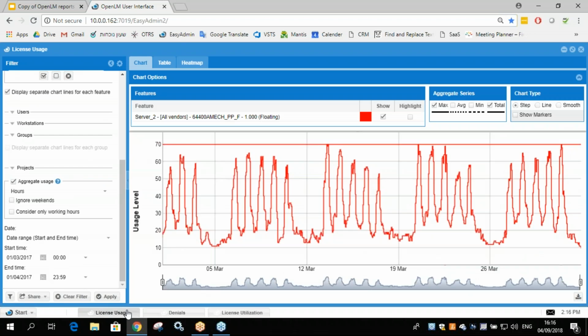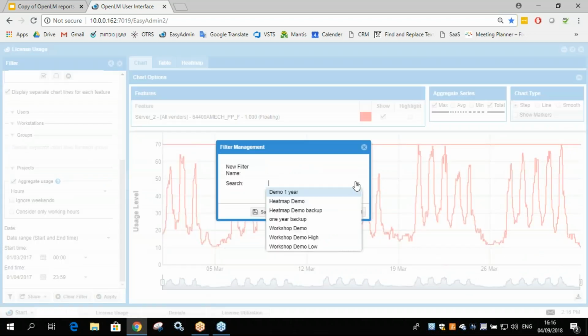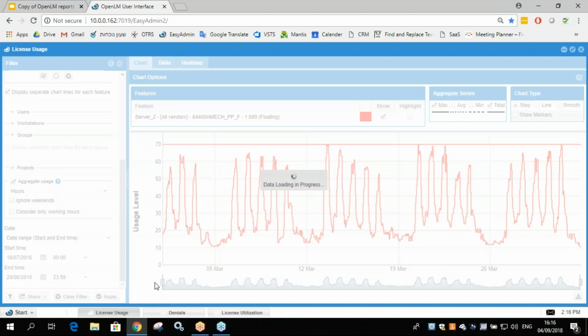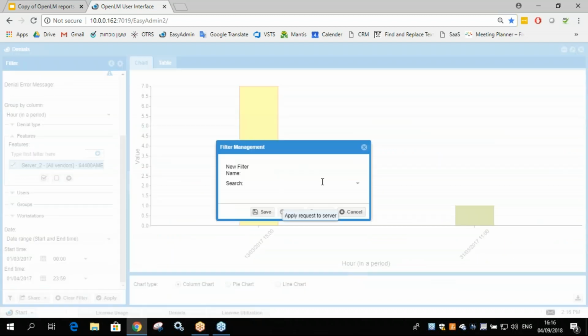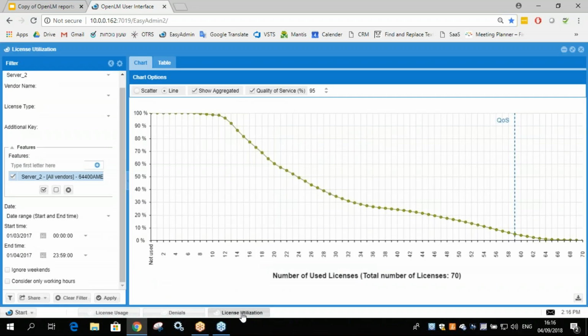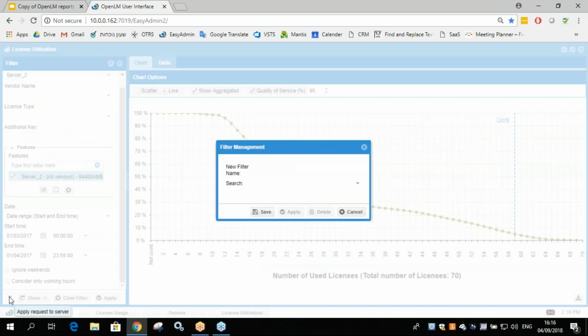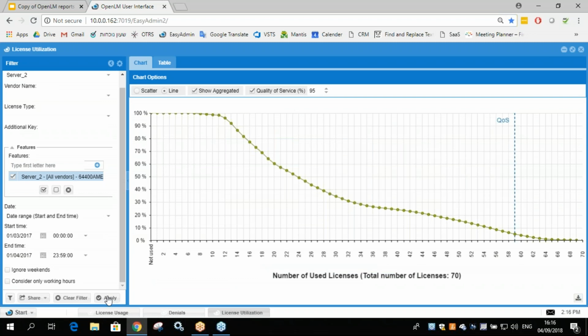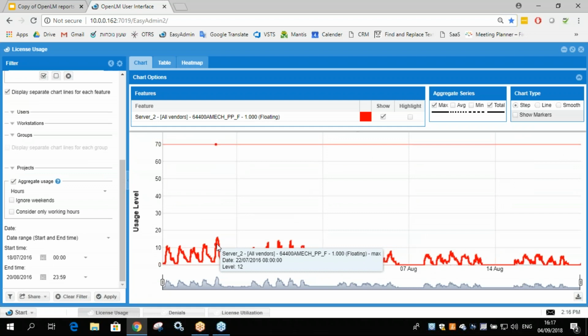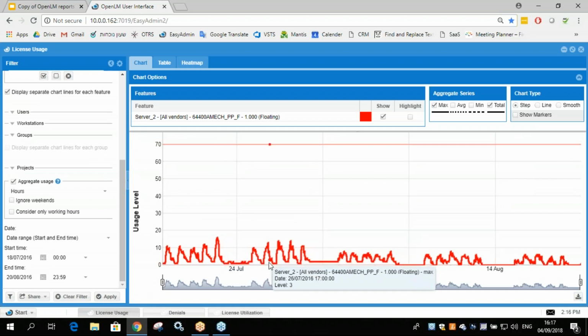Now, let's try to compare with a different status. So let's take the state where it's low usage. So I just selected the low usage filter. I'll select it also here, low usage, and also with the license utilization report. I click here and low usage. Now, let's see how we can combine the reports again to get a better understanding.